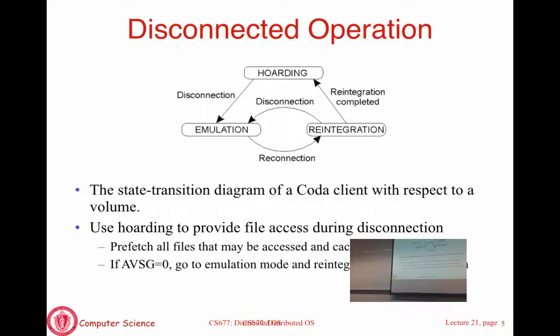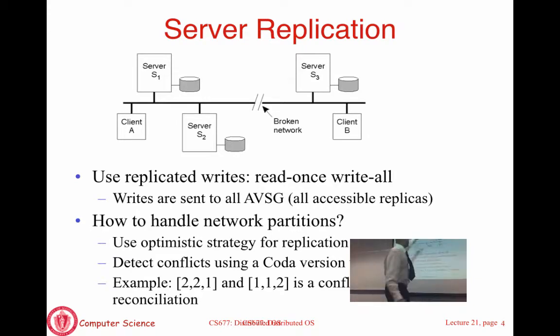The other thing that Coda does, as I said, is that you also keep a copy of all the files on your mobile device. Here the copies are kept on 3 different servers, and now you assume client A is a laptop and client B is a laptop. So client A itself can disconnect from the network. That's not a network partition. You just walk away from your Wi-Fi network. You don't have any network connectivity.